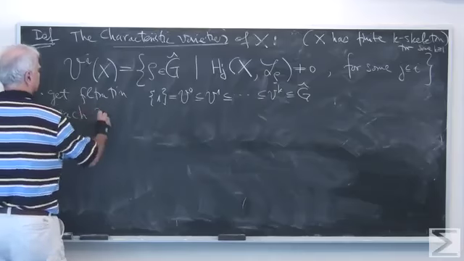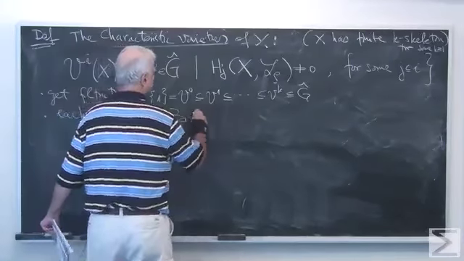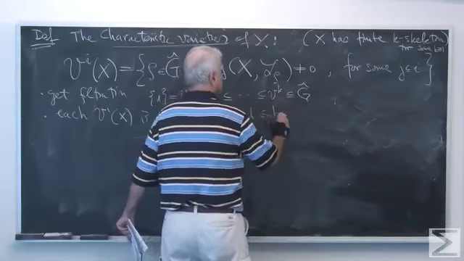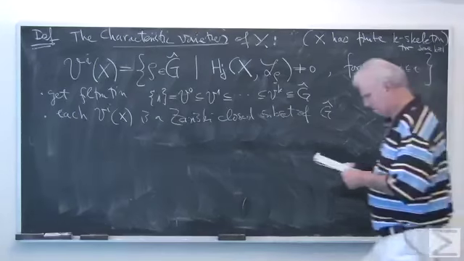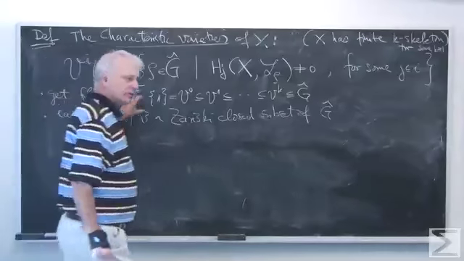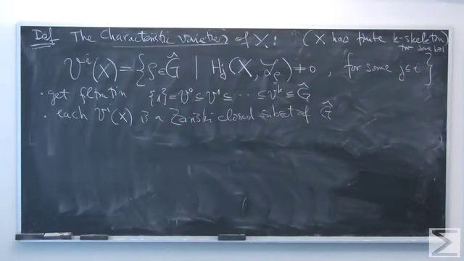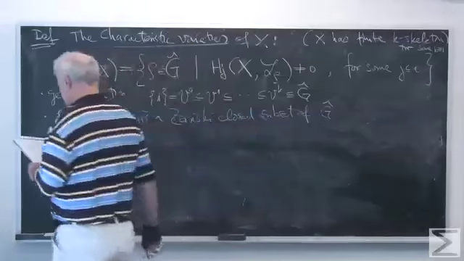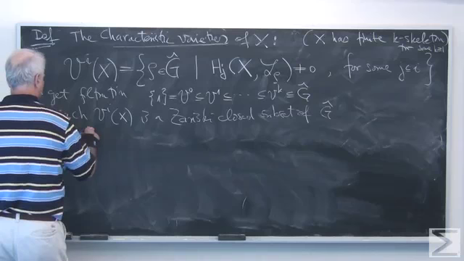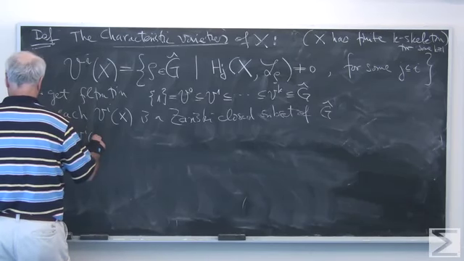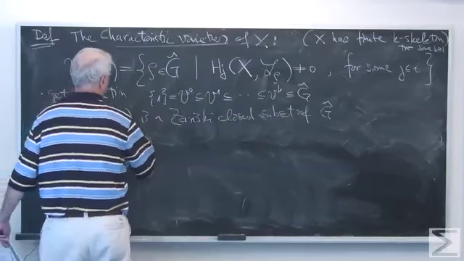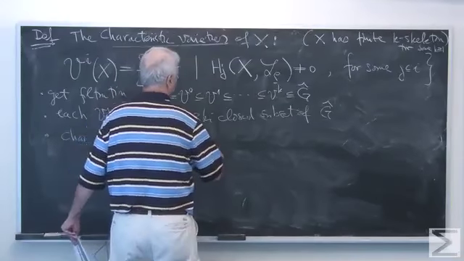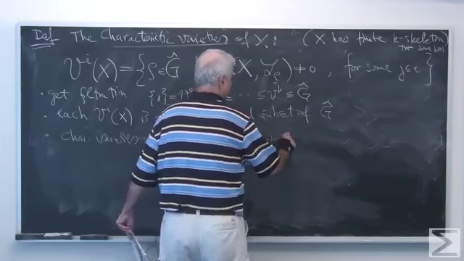So each V_i of X is a Zariski closed subset of the algebraic group G hat. This is itself a variety, so you take a subvariety. And again, it's not totally obvious. You have to do a computation here with minors, realizing that G hat has the structure of a torus. Let's say 1 belongs to V_i of X. Okay, and then the characteristic varieties are, again, homotopy type invariants. They just depend on the homotopy type of X.